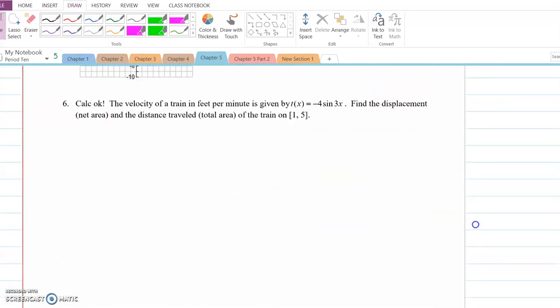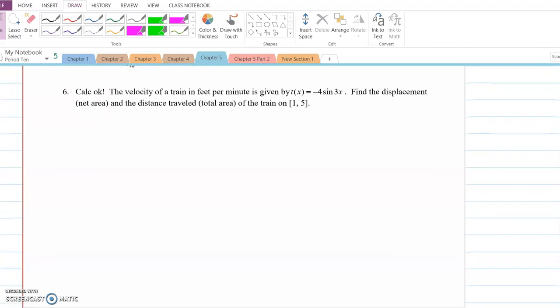Number 6 we're going to do together, and this is an application problem, and we're going to use our calculator to help us do this. The velocity of a train in feet per minute is given by this function right here. Find the displacement, also known as the net area, and the distance traveled, which is also known as the total area, of the train on the interval from 1 to 5.